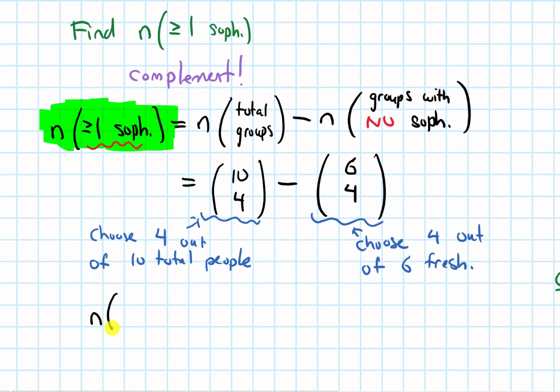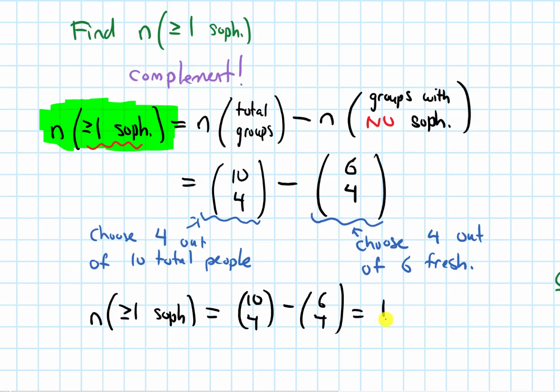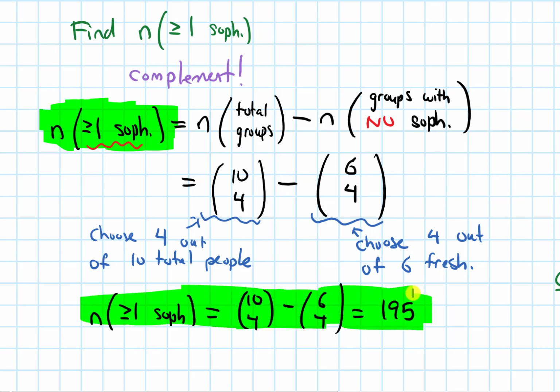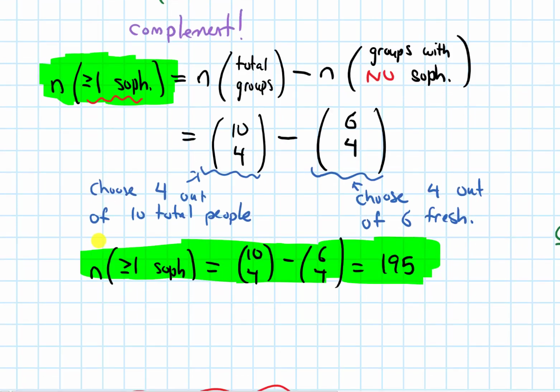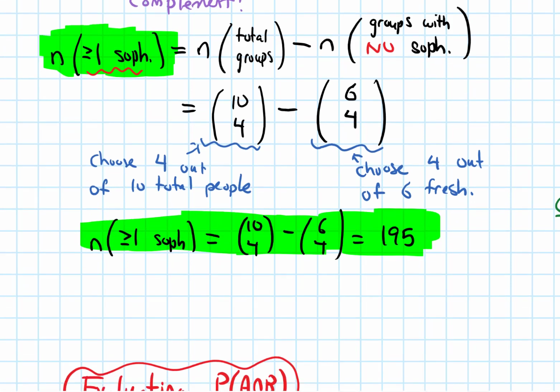Okay, so the number of groups with greater than or equal to 1 sophomore is going to be equal to 10 choose 4 minus 6 choose 4. If we work out what that is, 195. So let's highlight this whole thing. That's going to be the denominator of our probability fraction.